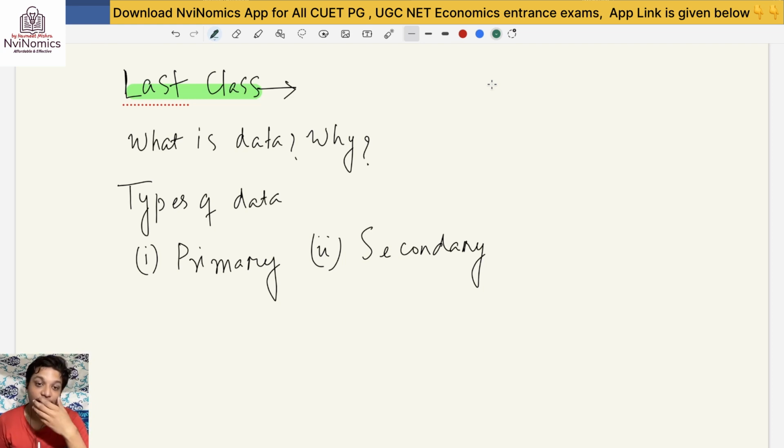Then you came to know about the two different types of data, primary data and secondary data, which are used in empirical analysis or empirical research. And we concluded the last class by understanding the meaning of primary data and secondary data using some examples. Before I proceed any further, I just want to ask whether you have any problem understanding the last concepts, or shall I proceed?